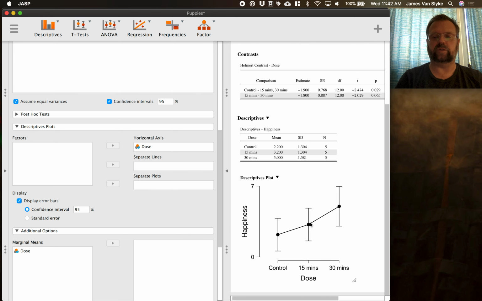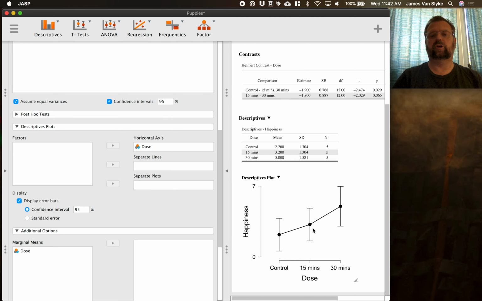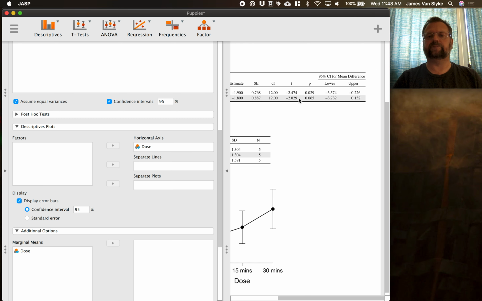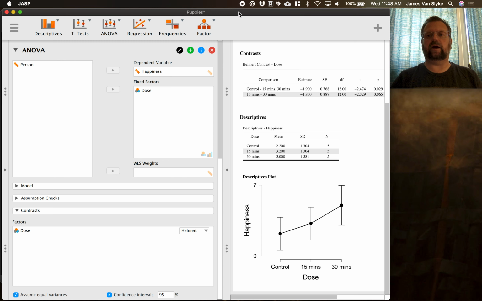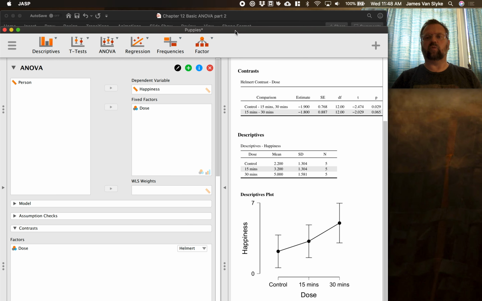But what that does is when you look at the plot, notice how there's a pretty obvious difference between the control and the 30 minutes portion. And then when you add these together, we know that these are significant. So you can kind of see a general trend towards more happiness occurring because of more puppy therapy. And so these are the things that you're going to want to actually include when you're looking at these particular types of contrasts.